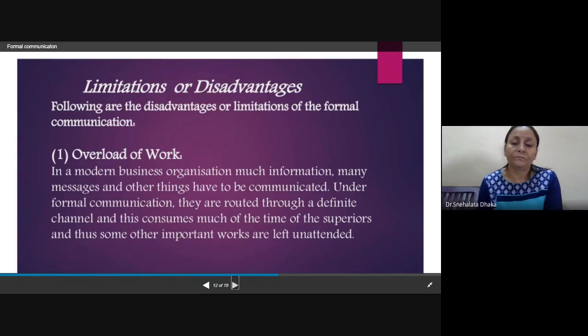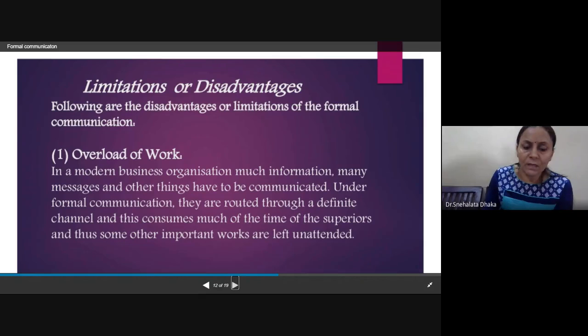or something that sometime reflect, we can say, frustration, okay, for the people who are involved in that formal communication. So that is the limiting aspect of formal communication. So what are these disadvantages or the limitations? Okay, so the first one is overload of work.